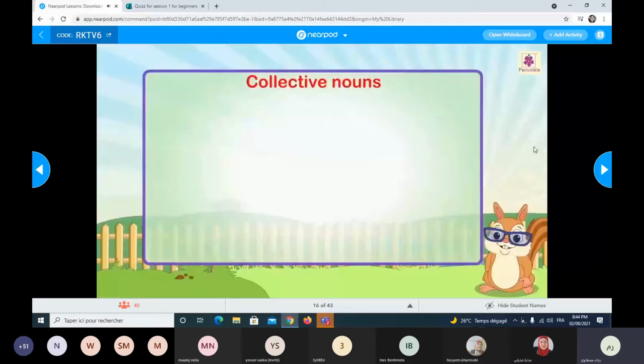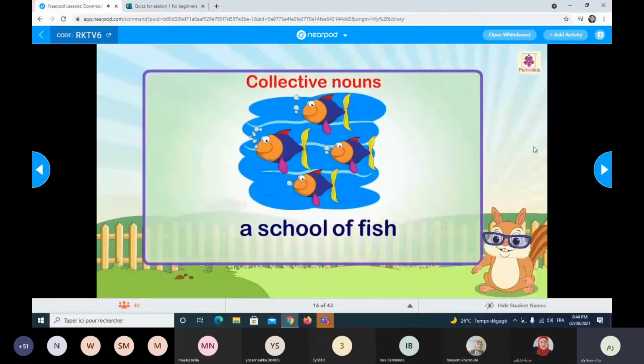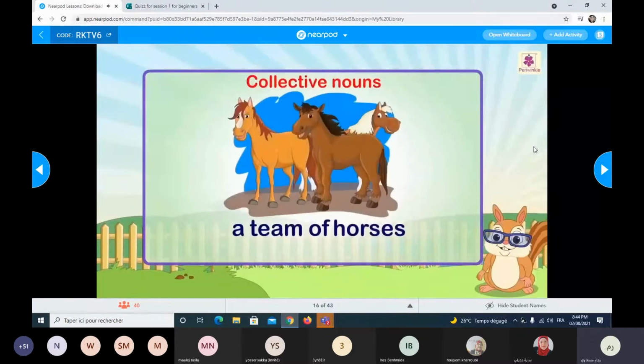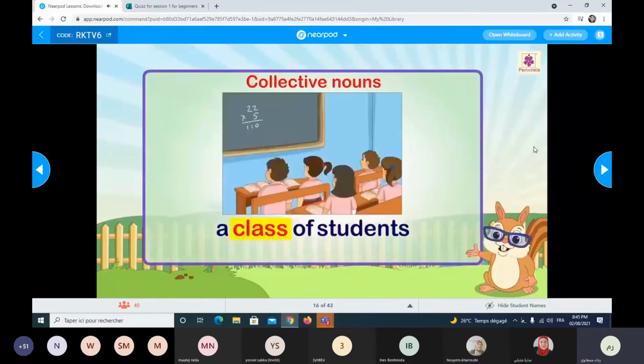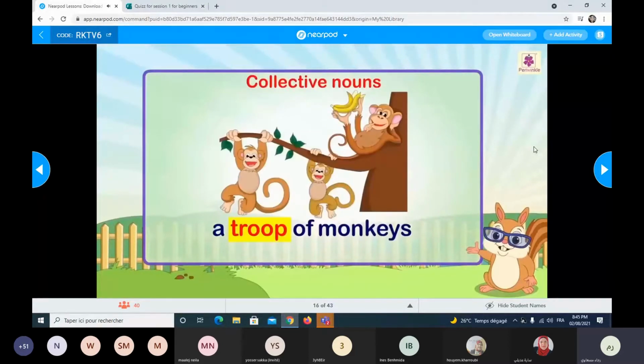Pack is a collective noun which refers to a group of dogs. School is a collective noun which refers to a group of fish. Bunch is a collective noun which refers to a group of keys. Team is a collective noun which refers to a group of horses. Class is a collective noun which refers to a group of students. Troop is a collective noun which refers to a group of monkeys.